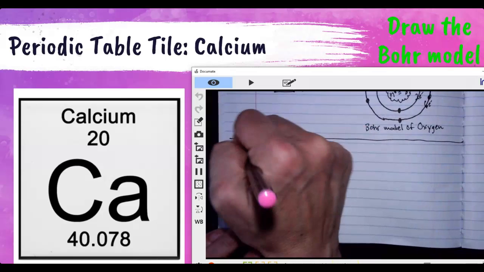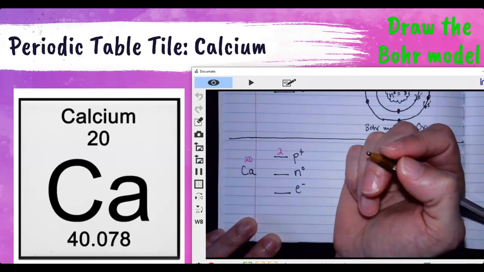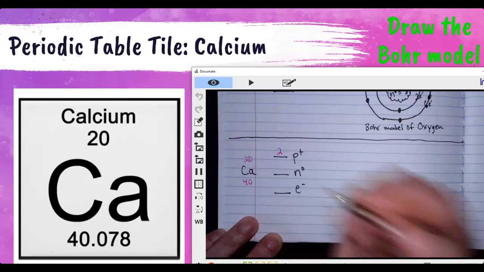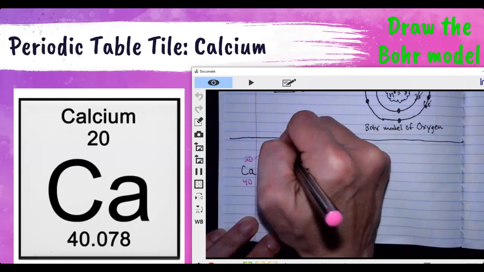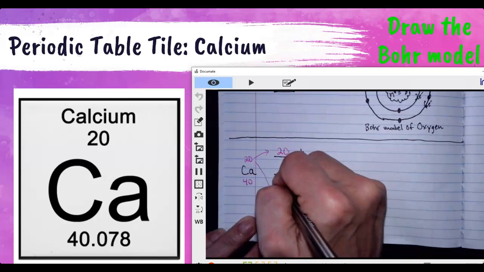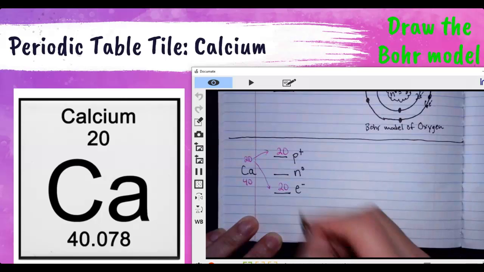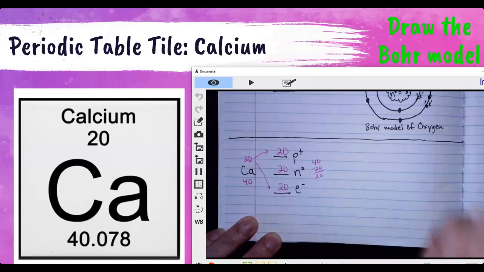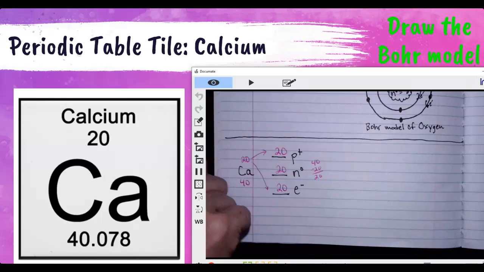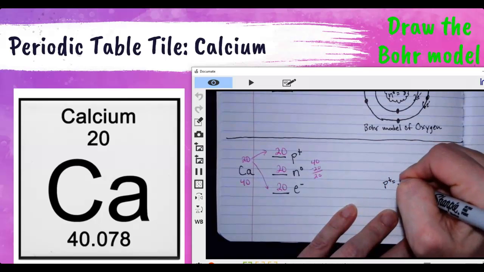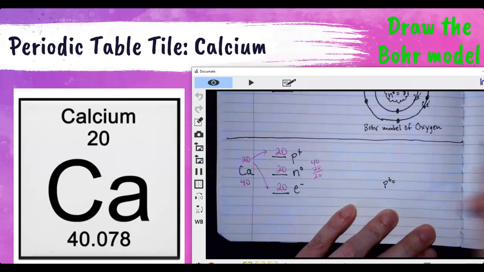All right, so we had 20 for our atomic number, and 40.078 rounds to 40. This tells us that we have 20 protons. And if we have 20 protons, that means we have 20 electrons. And we also have 20 neutrons. Now you guys will really appreciate the fact that you can just label your nucleus like this, because if you had to draw 40 little circles in the middle, that would get crazy.